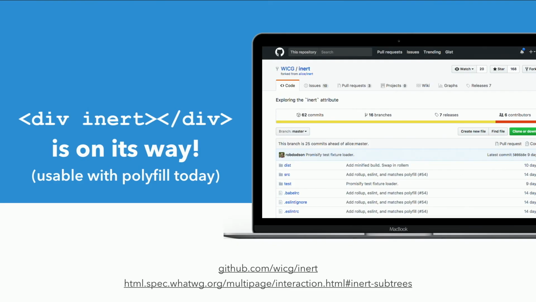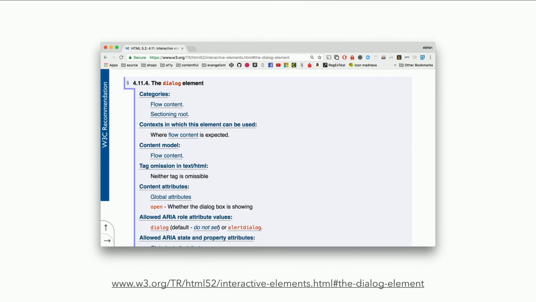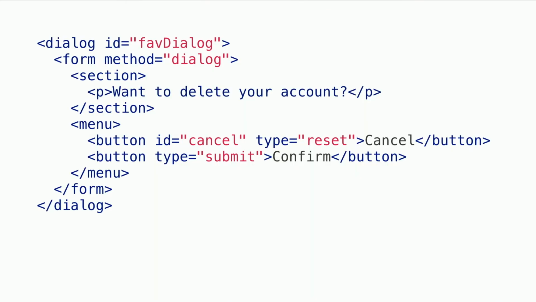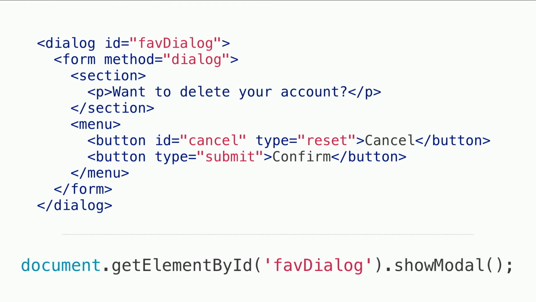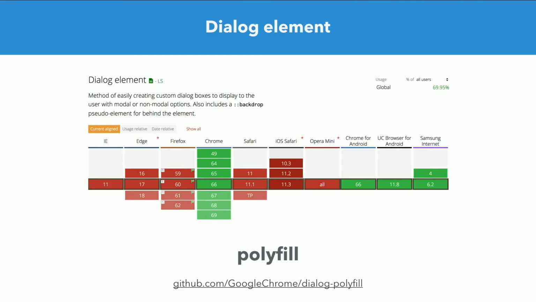But there's something on its way, which is called inert, that was in the spec, was removed. With inert, you can remove things from the accessibility tree and make them inaccessible. And also what we have is the dialog element coming, which will look like this. I have to rush a little bit because I'm running out of time. At some point we will have something like showModal, which then does all the work for us. This is something I'm really excited about in the future. This is polyfillable.